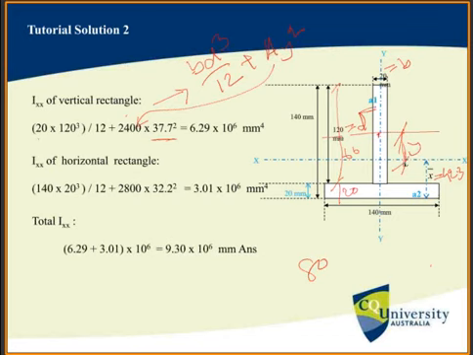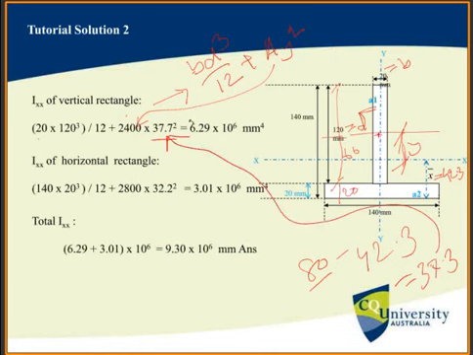This distance is the distance from the x bar to the center of the vertical rectangle. And now we know the total distance from the center of the vertical rectangle back to the base is 80 minus this x bar, 42.3, which equals 37.3. So do you understand how to count this value?